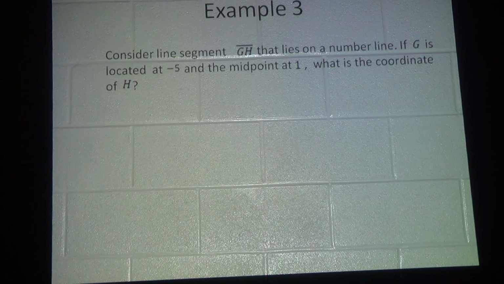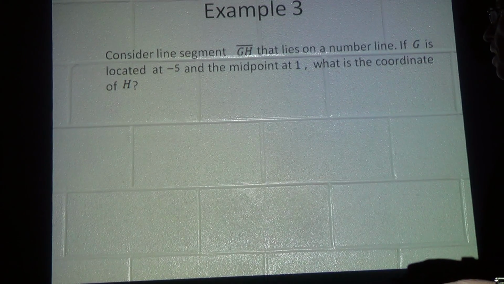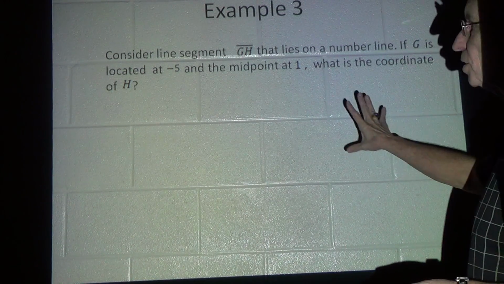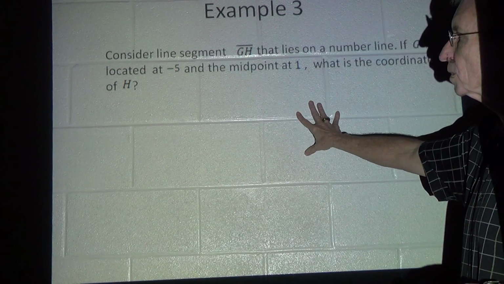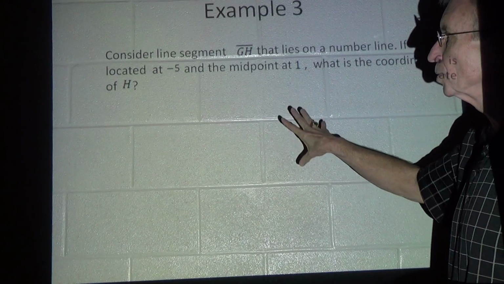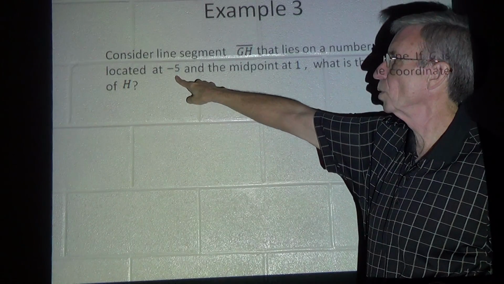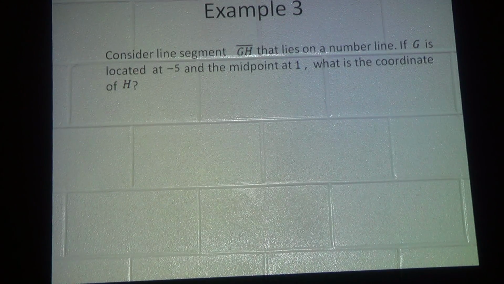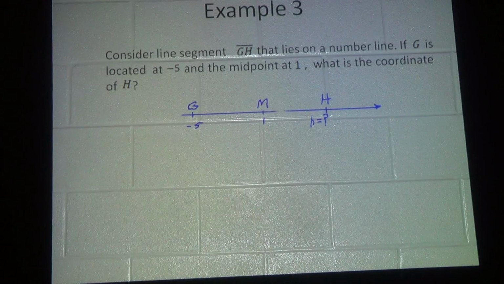Example 3, consider the line segment GH that lies on a number line. G is located at -5 and the midpoint is at 1. What is the coordinate of H? So what they're wanting you to do here is, instead of just taking the two and adding them together and finding out what the average is, this time they want you to project from knowing what one endpoint is and what the midpoint is to find the other endpoint.